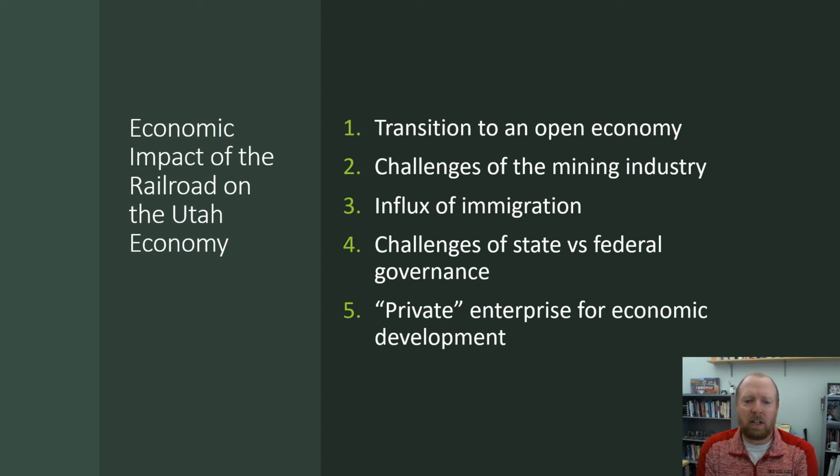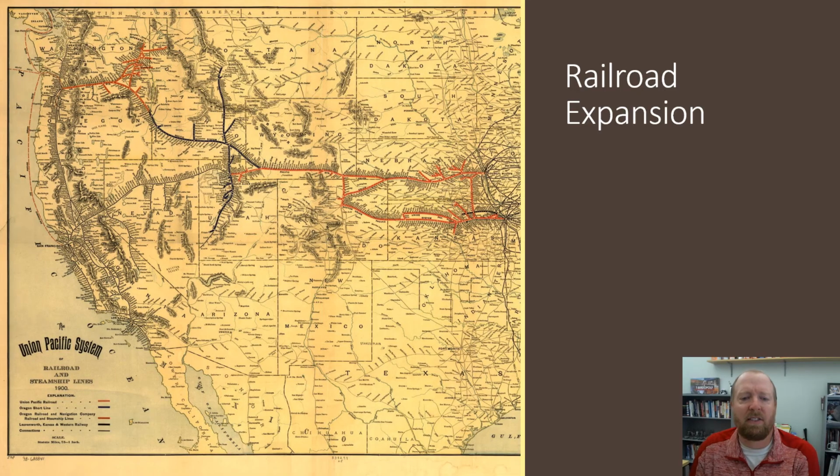And the fifth thing is this idea of private enterprise for economic development. The reason I say private is because it can be argued it was private, it can be argued it isn't private. So here's an old map. So here you have the Transcontinental Railroad comes through, and that came across in Ogden. And so Brigham Young wanted to build a railroad from Ogden down to Salt Lake City.